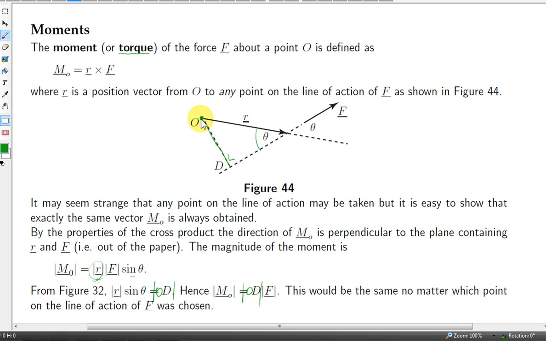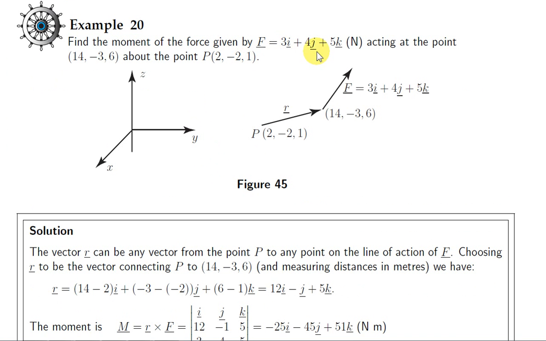So we multiply the shortest distance of the point O to the line of action of F by the magnitude of F. Let's look at this example here. Here we have our vector F.